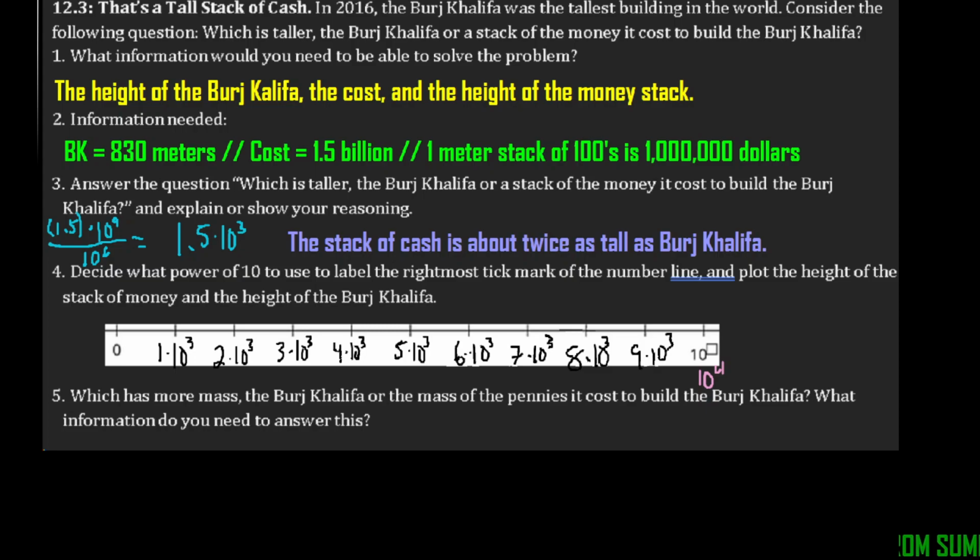And so what we can do is label our different points. We're going to say that the cost is going to be the point C. Let's label this as C, in between 1 and 2, because that's where 1.5 is. And then we can label the length of BK. It's going to be still below 1, so we're going to label that down here and say that's going to be BK. That's the Burj Khalifa.